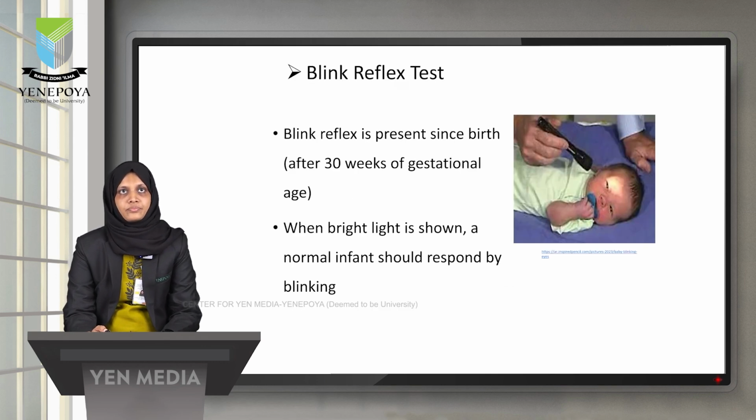So the first one is the blink reflex test. The blink reflex is present since birth, which means soon after birth. When a bright light is shown, a normal infant should respond by blinking.